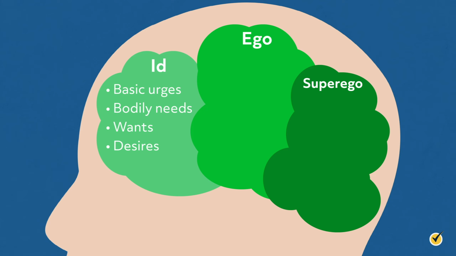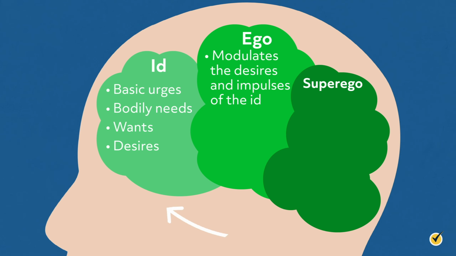Now, let's look at the ego's personality components. The ego evolves from the id. It begins to emerge between the ages of 1 and 2 and operates on all three levels of consciousness, mostly in the conscious mind. It works to modulate the desires and impulses of the id in relation to the demands of the superego and reality. It also operates on the reality principle, striving to satisfy the demands and urges of the id while avoiding any negative consequences. The ego mediates and balances the opposing motives and drives of the id and superego with reality.